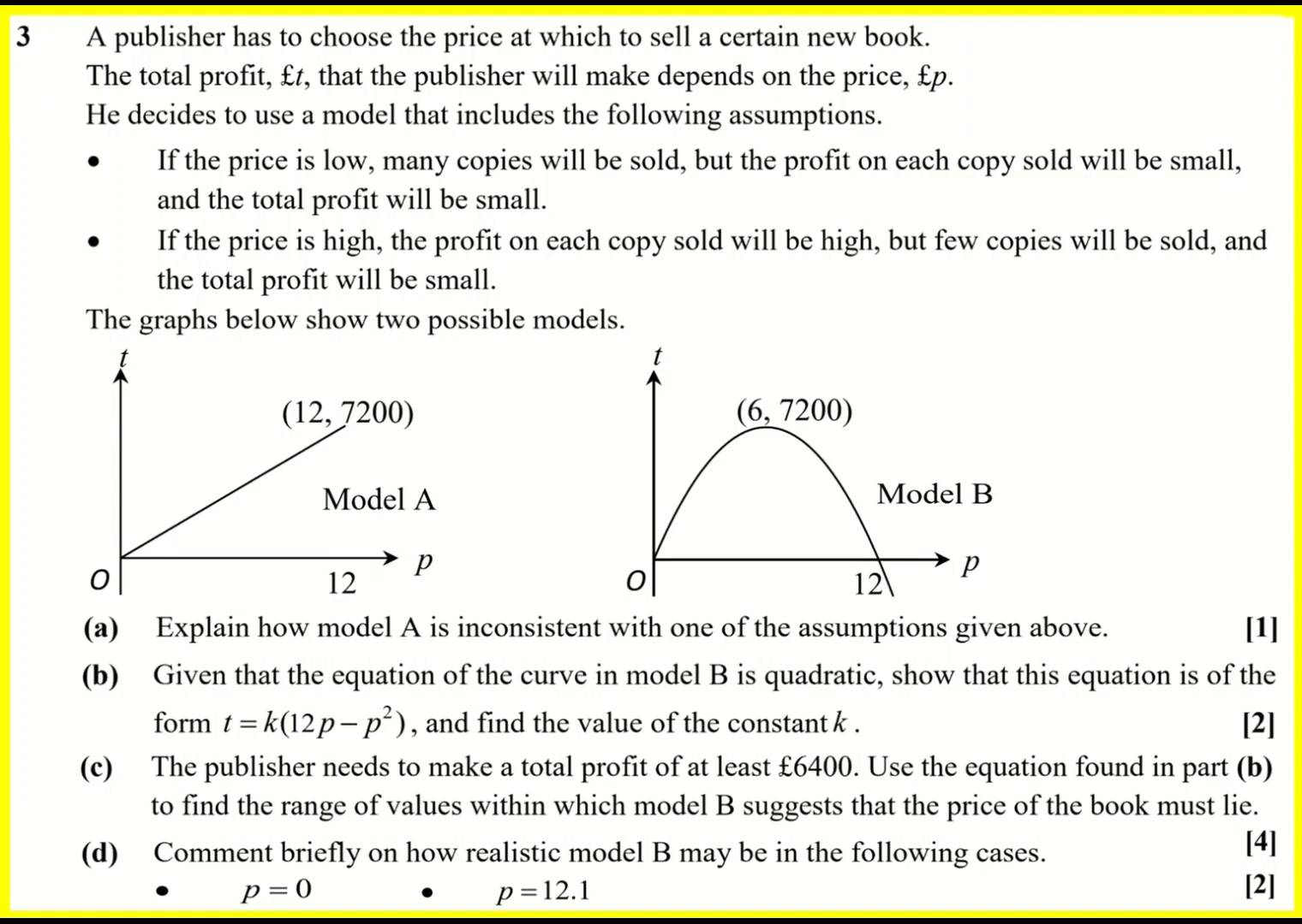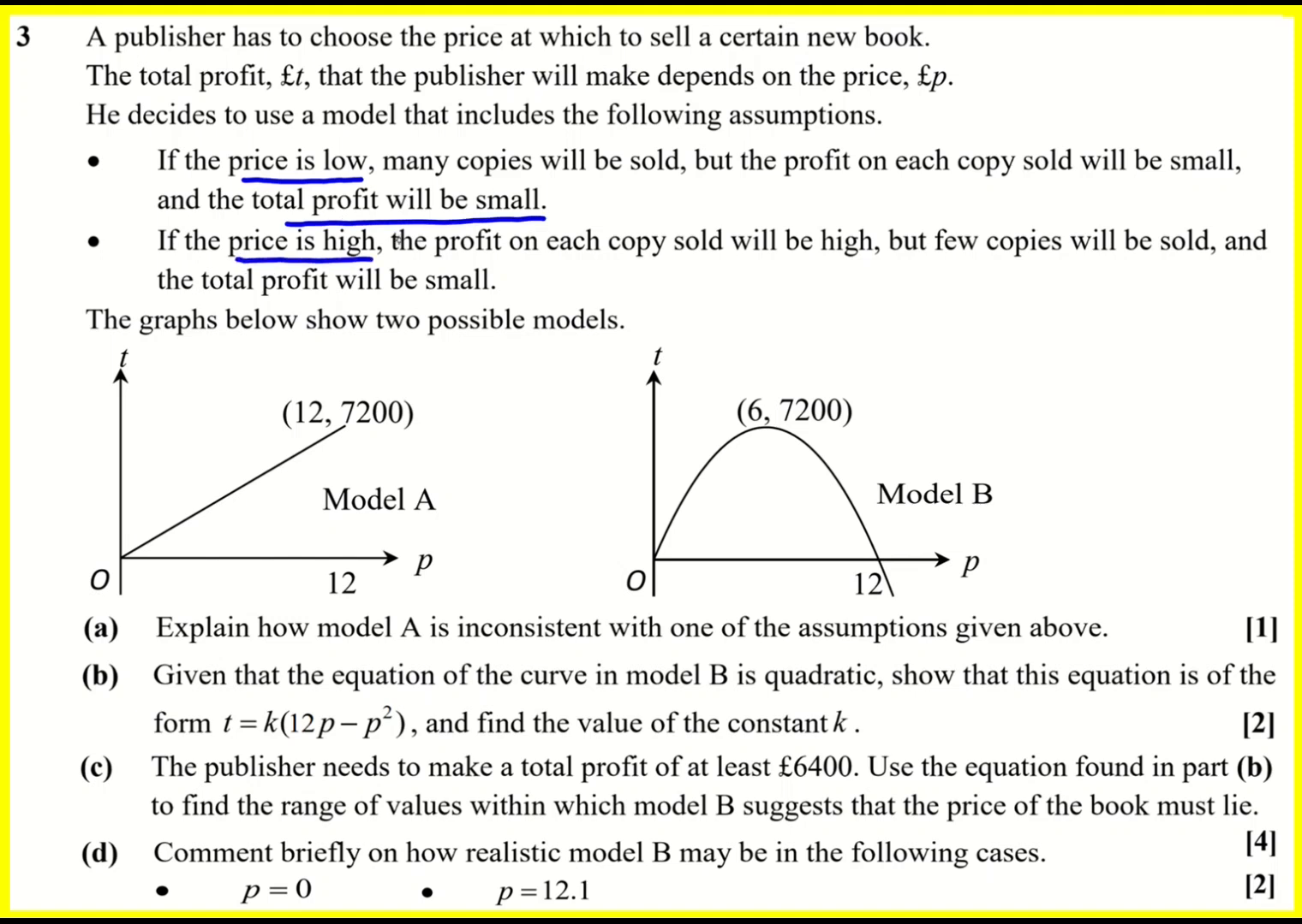A publisher has to choose the price at which to sell a certain new book. The total profit T that the publisher will make depends on the price P. They decide to use a model that includes the following assumptions. If the price is low, many copies will be sold, but the profit on each copy sold will be small and the total profit will be small. So price low, total profit small is the takeaway from that.